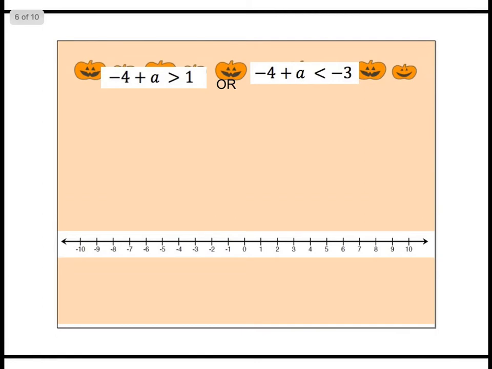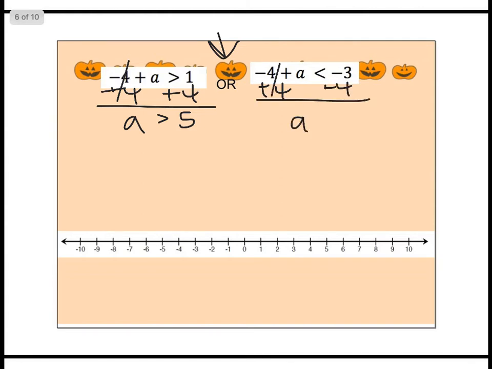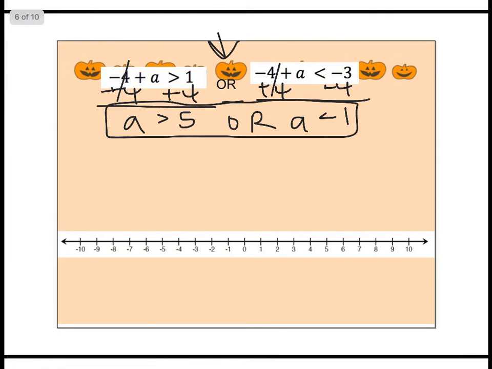Okay, we're going to look at our first OR inequality. We know it's an OR because it's got the word OR in it. It's already split for us, so we just need to solve each. I'm going to add 4 here on both sides. I get a is greater than 5. Add 4 here. And I get a is less than 1, so I know a is greater than 5 or a is less than 1. That's how to write our final answer here.